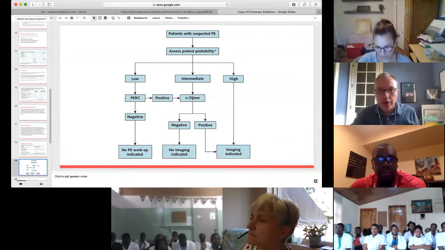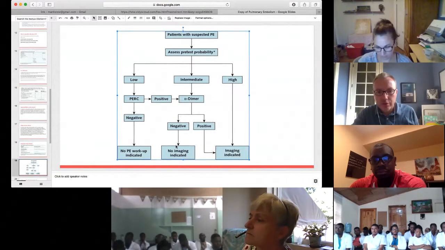Yeah. So if we have an intermediate or a low-risk patient that has some of these criteria, the PERC criteria positive, then we do the D-dimer. If it's negative, we don't do anything else. There's no imaging necessary, they're negative.